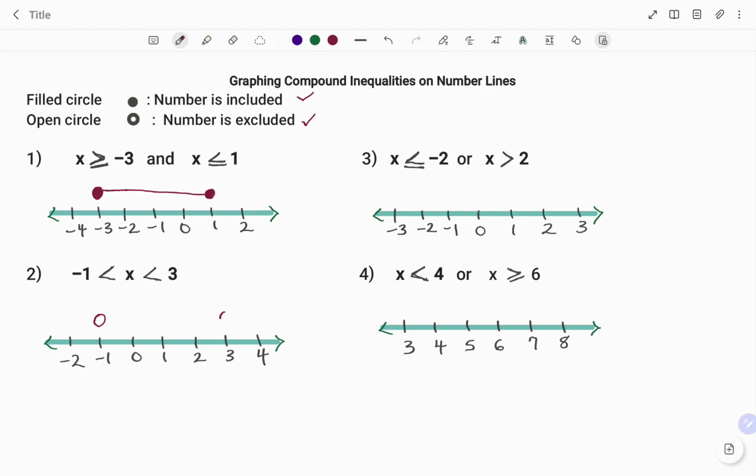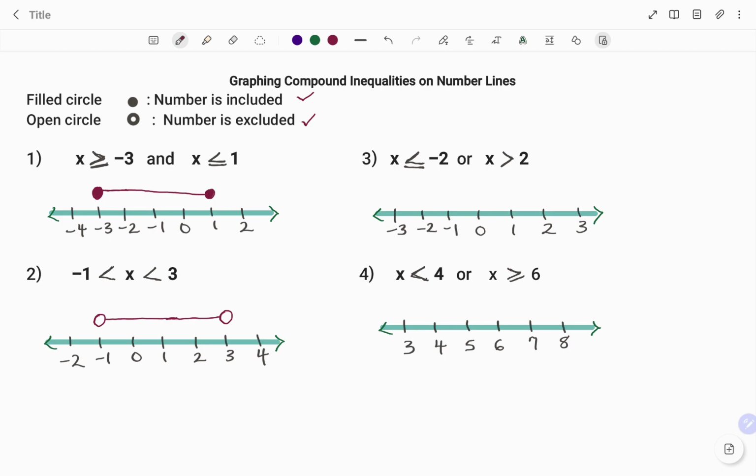So starting from 3, we have values less than 3. The first condition, we have values greater than minus 1. So that's looking like another line segment because we have to make sure that both conditions are true.